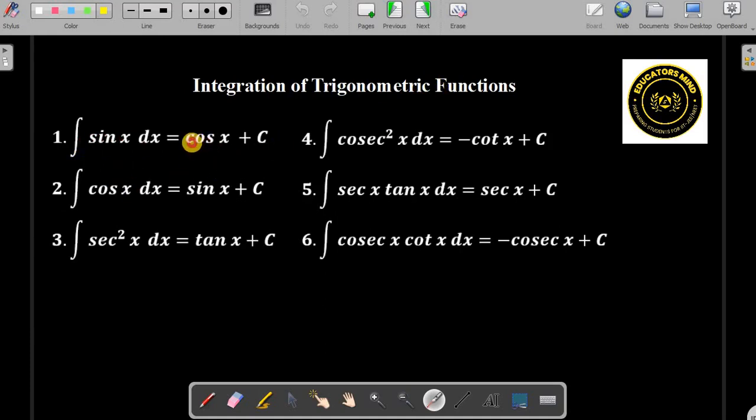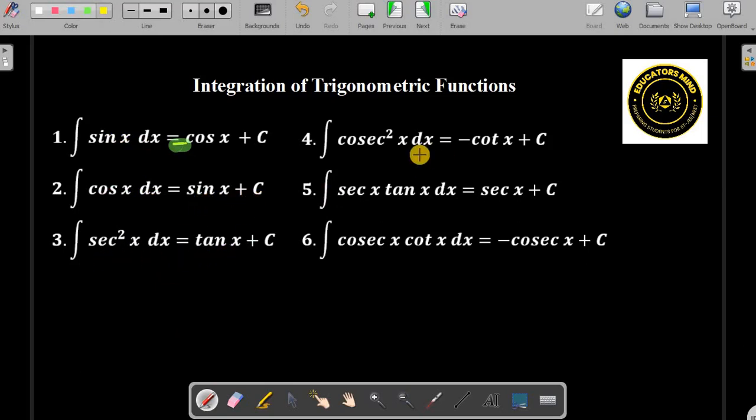Sin x integration is minus cos x, right? Here you need to note that the integration of sin x has a minus sign, because the differentiation of cos x has a minus sign, right? So here this is a minus sign, remember. Cos x integration is sin x, right?